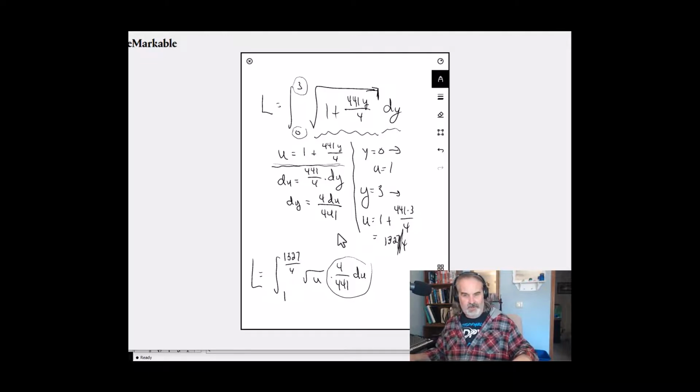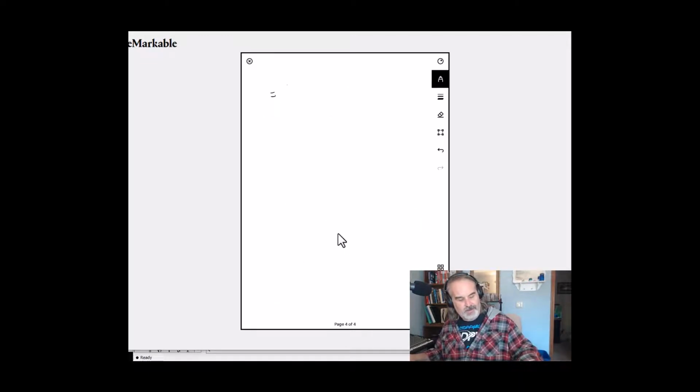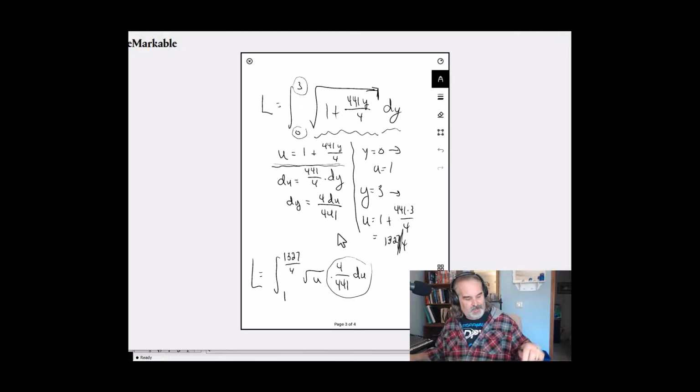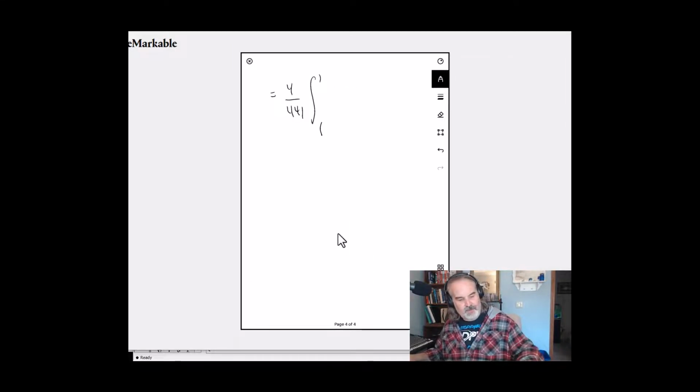So I'm going to be flipping the page here. I'm going to factor out that 4 over 441. We're doing the integral from 1 to, what the heck was that terrible number? 1327 over 4. Ugh. And then the square root of u, which is just u to the 1/2 du. And now we're ready to roll, right? So 4 over 441 times the antiderivative of u to the 1/2, which is u to the 3/2 divided by 3/2, which is times 2/3. And we're going to evaluate that from 1 to 1327 over 4.